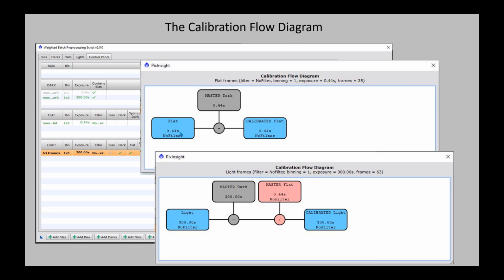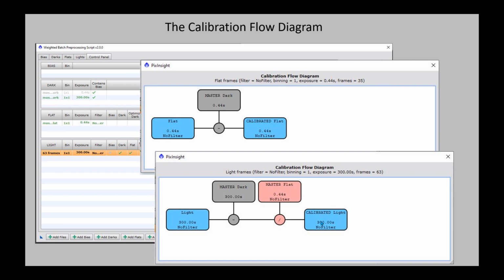So for example, here, the flat is being calibrated by a master dark of the same exposure time. They match. Perfect. That means that my calibrated flat is going to be good. It's going to work out. Likewise, for the light frame, we have a 300-second exposure. It's going to first be calibrated. That is, the master dark will be subtracted from the light frame. That removes both the dark current and the bias. And then it'll be flat fielded by a master flat, ultimately resulting in a calibrated light frame.